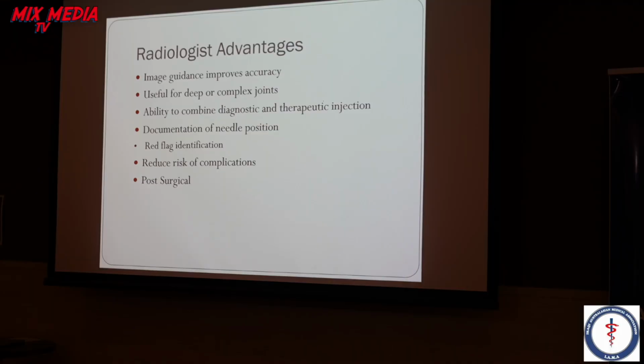So what are the advantages of doing it with imaging? It's the accuracy, as I mentioned. It's good for deep and complex cases, like where a GP or a surgeon tried in the practice, failed, and couldn't get in because of anatomical variance, or because the patient had previous surgery and the anatomy is changed. So it's used for deep and complex joints.